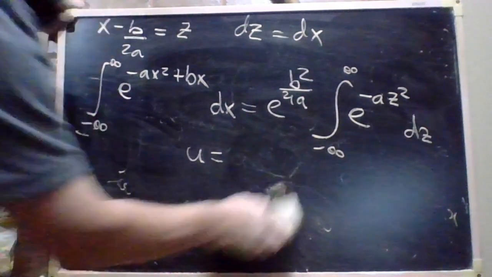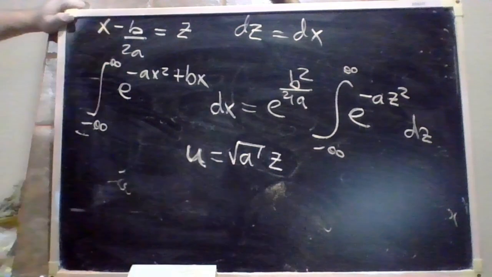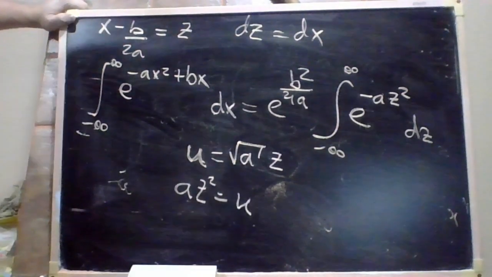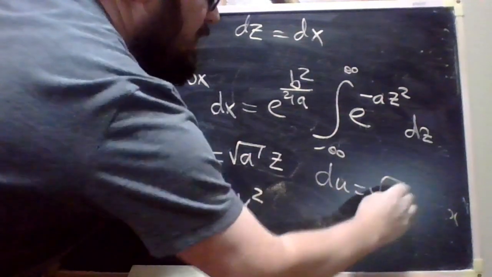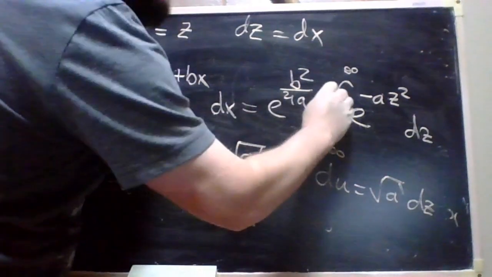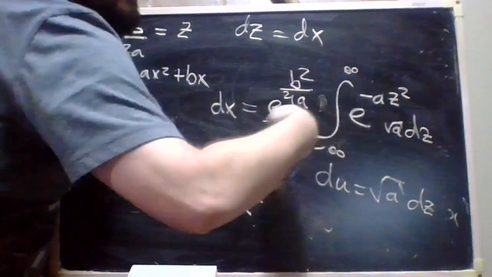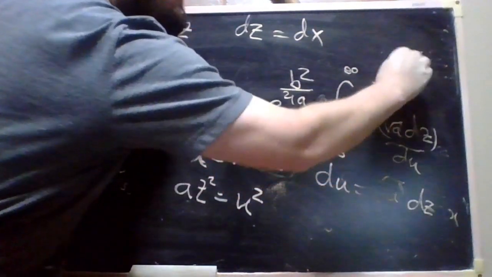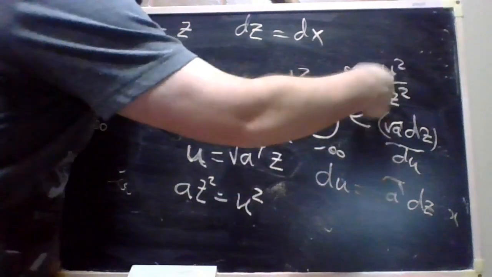Or perhaps the square root of a multiplying z. All right? This is what we want here. So a z squared is just u squared. And the du is equal to the square root of a dz. So, if I multiply the equation by the square root of a and divide all the things by the square root of a, I'm just inserting the unity here, I'll find this is the du, and this thing here is u squared. And that value, we already know what it is. It is just the square root of pi.